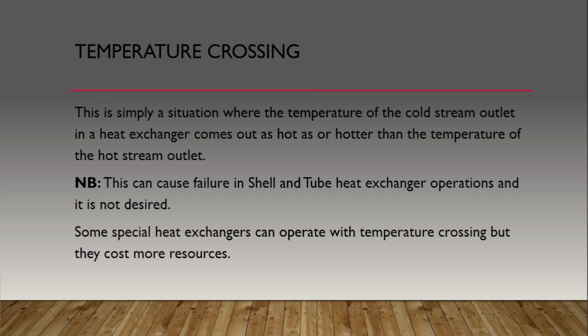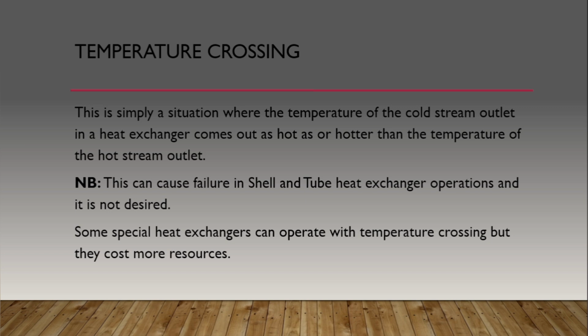While operating the heat exchanger, with time we get to fall across a certain phenomenon called temperature crossing. What exactly is temperature crossing? Temperature crossing is a situation where the temperature of the cold stream outlet in a heat exchanger comes out as hot as or hotter than the temperature of the hot stream outlet. Basically, the cold stream outlet comes out with a temperature equal or greater than the temperature of the hot stream outlet. This can cause failure in shell and tube heat exchanger operations, and it is not desired.